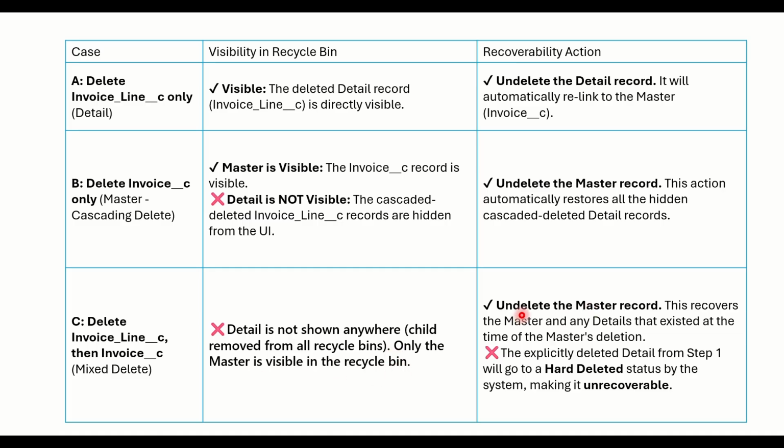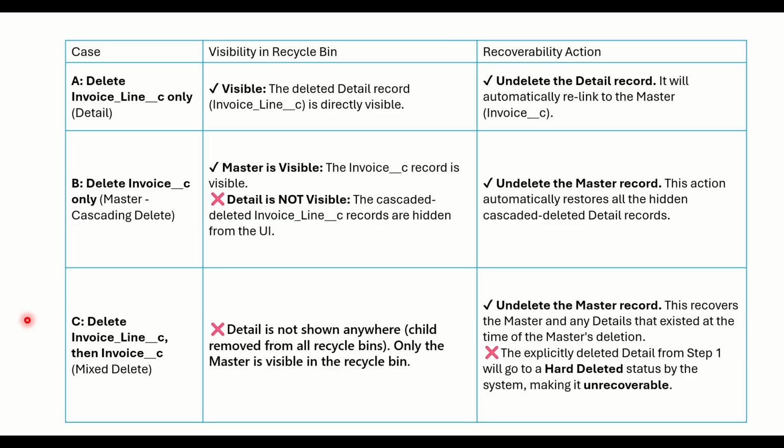And if you undelete the master record, which we did, it will recover only child records that existed at the time of the master's deletion. The explicitly deleted detail from step 1 will go to hard deleted status by the system, making it unrecoverable. So this is nothing but case 1, case 2 and case 3. This table will help you summarize and recall all the scenarios of delete behavior of master detail relationship. Take a screenshot of this table because the interviewer can make any combination and permutation and form any question from this concept.